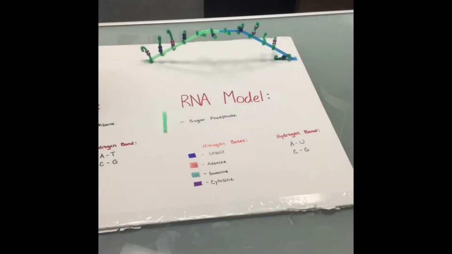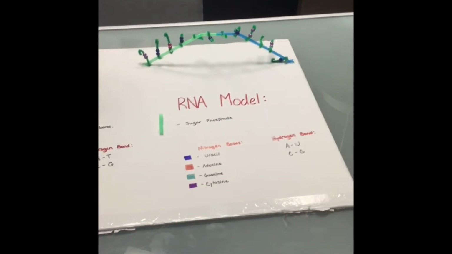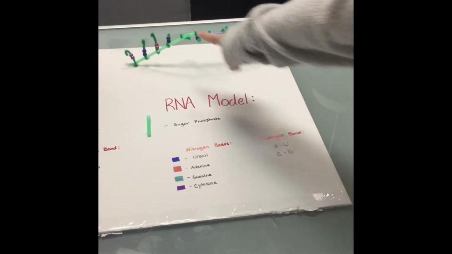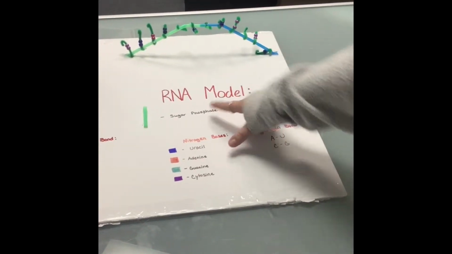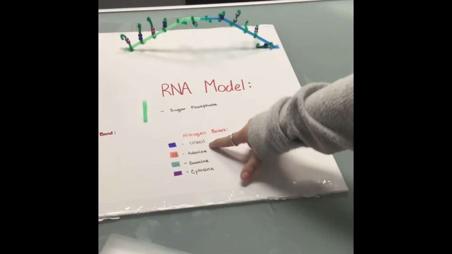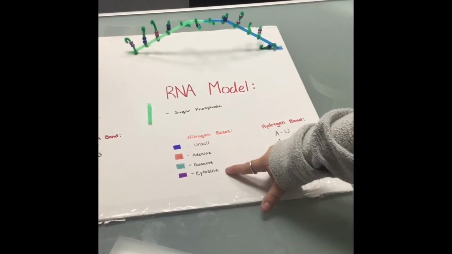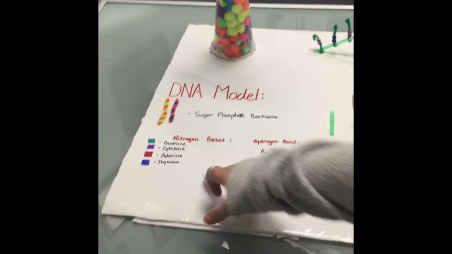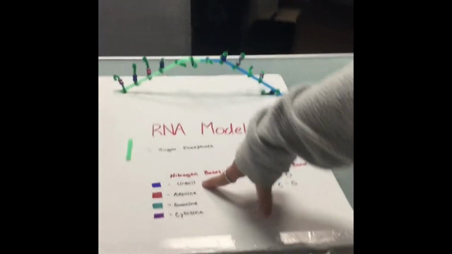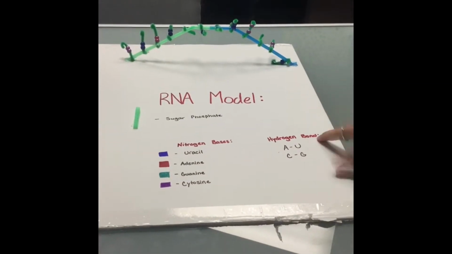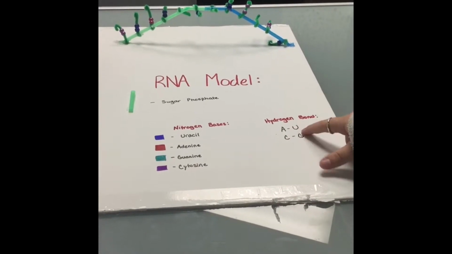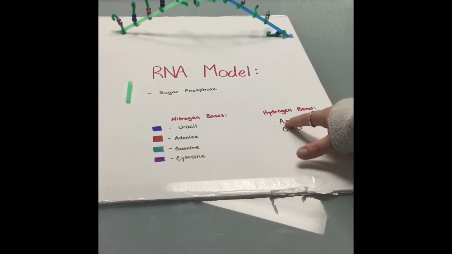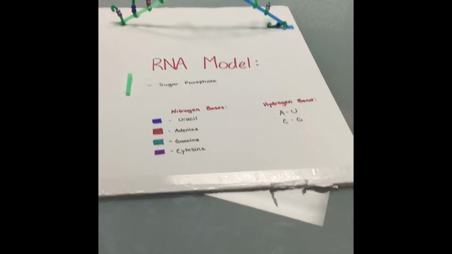So this is our RNA model, and it is a single strand. And the straws are sugar phosphate. Nitrogen bases are uracil, adenine, guanine, cytosine, and on the DNA model it's thymine, but when it is RNA it's uracil instead of thymine. So our hydrogen bonds are A and U, C and G instead of A and T, it's U.